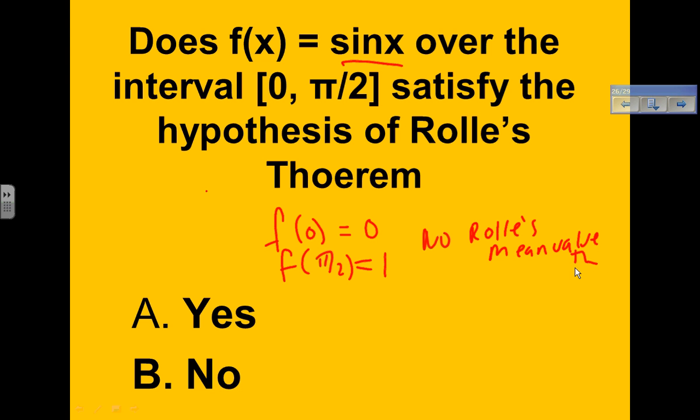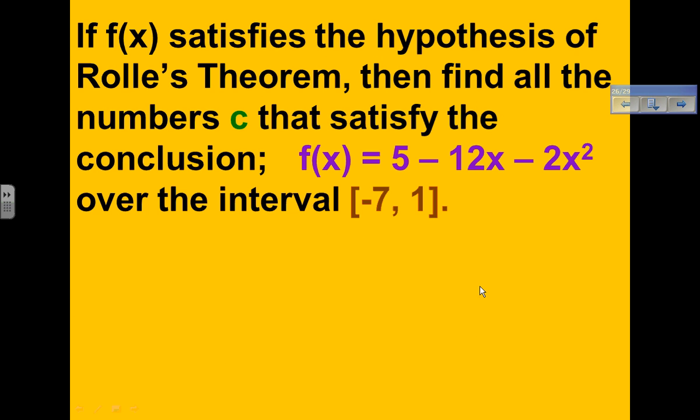Mean value theorem. You could put 1 minus 0 over pi over 2 minus 0 equals the cosine of x. You could find out exactly where that's going to happen. We won't do it now, but you could. So the answer to this one should be no. Oh, it says yes. No, that's wrong. It should be no, because the function values don't equal each other. All right, so that's a typo.